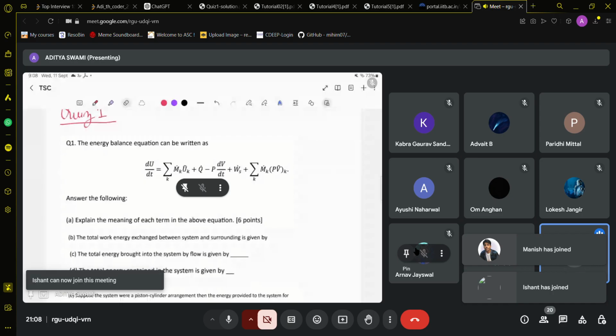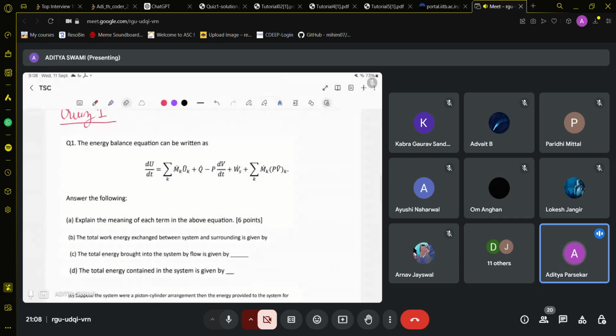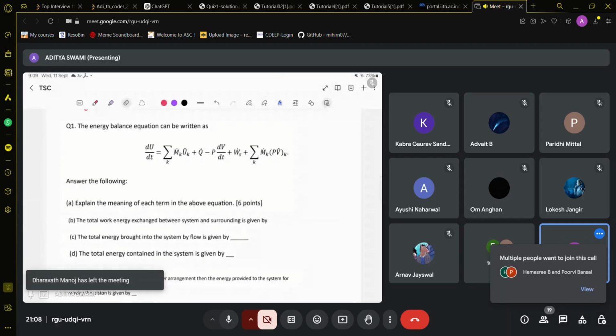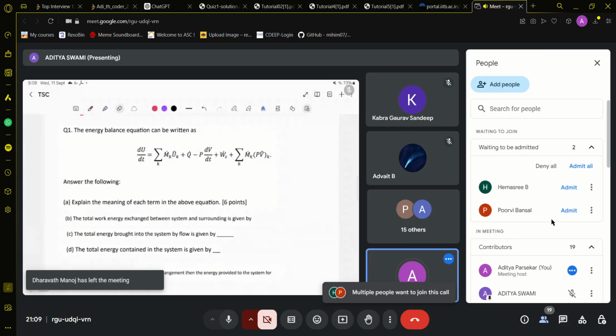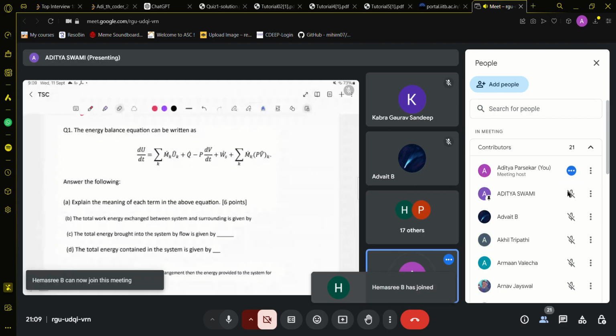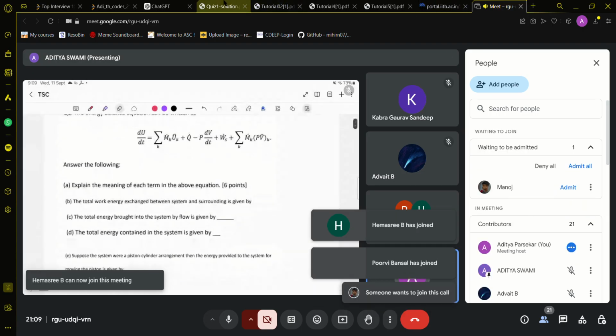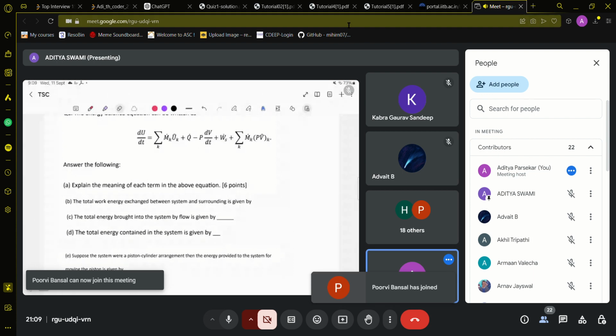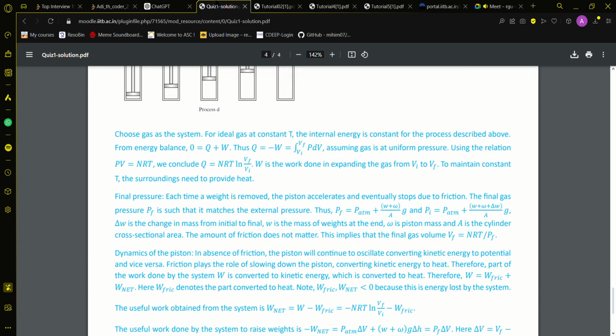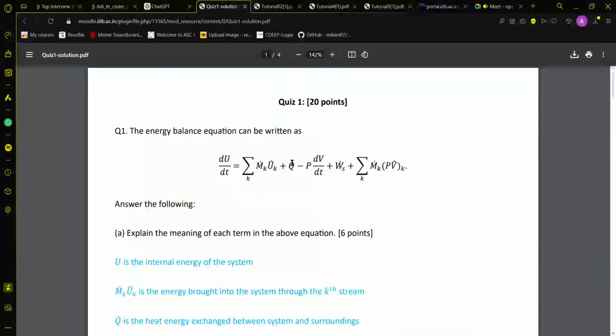I'll get started with the first question from the quiz one that we had. So the first question is the energy balance equation can be written as. So this is the standard energy balance equation which you might have derived in class, and there are a few questions which I have asked based on this. Okay, so the first question is explain the meaning of each term in the above equation.